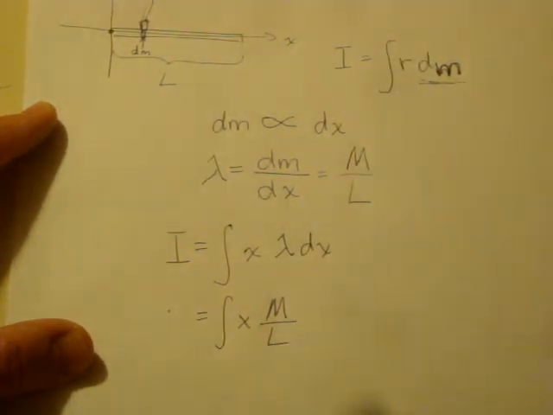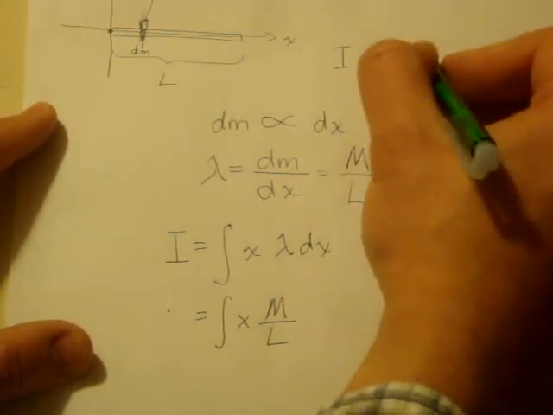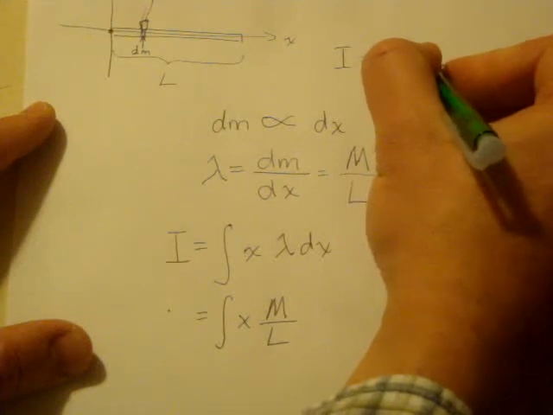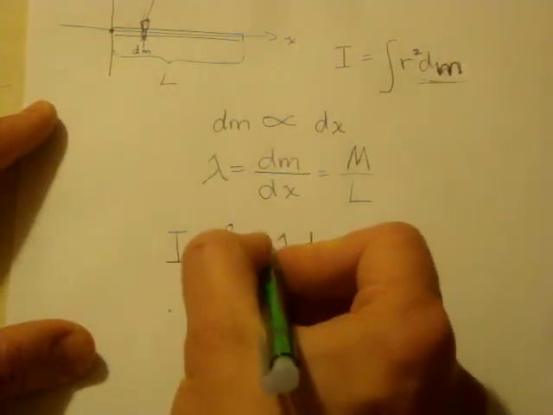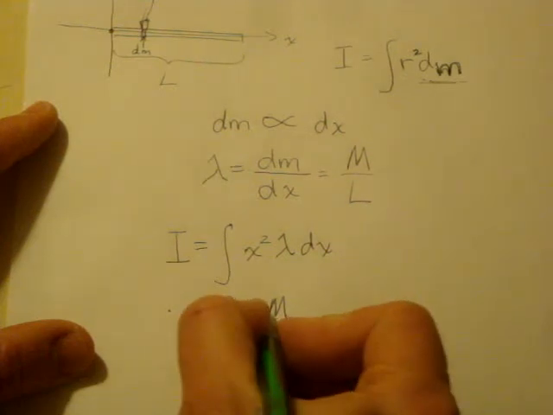I've already made a mistake. All the way back up here, this isn't r dm, this is r squared dm. That should be a square. So that comes down here, this is actually x squared. I knew something looked screwy. So this is x squared.